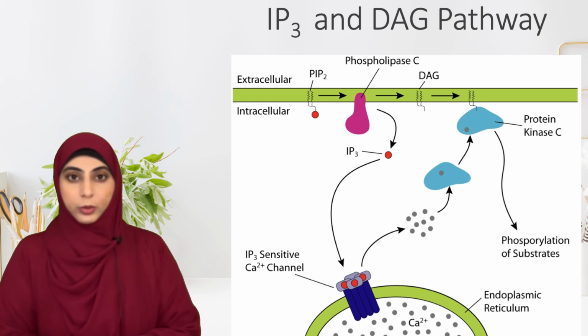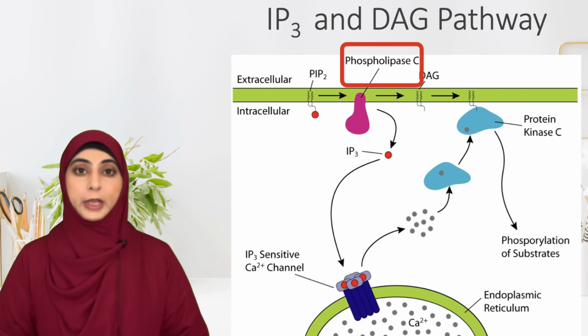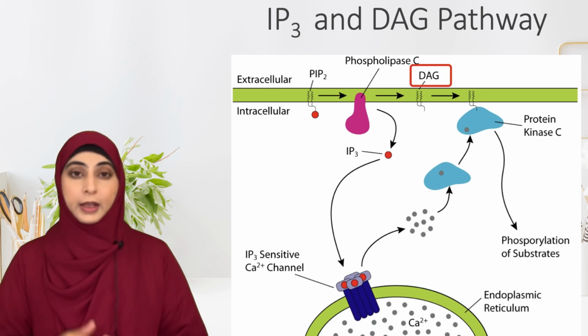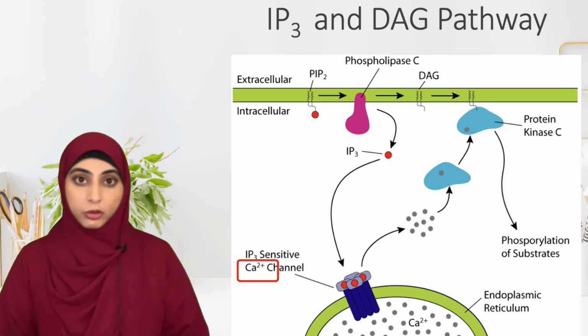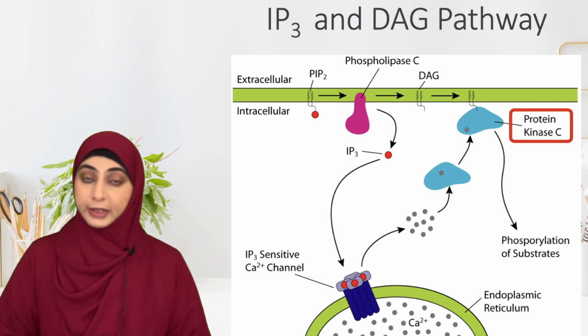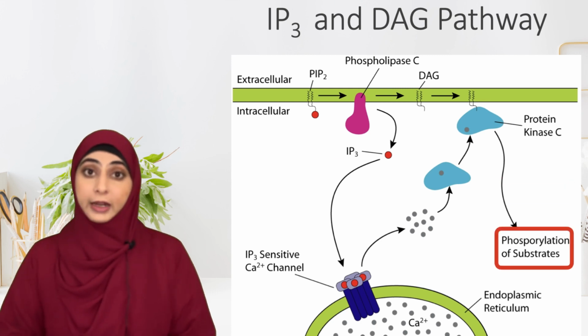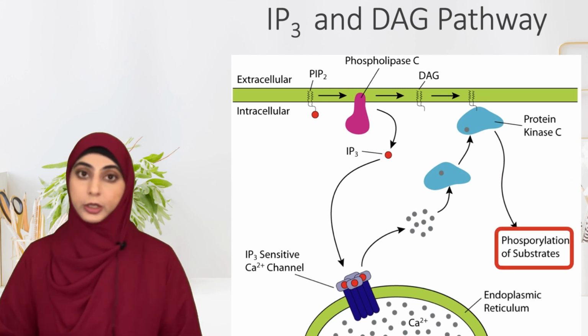IP3 and DAG pathway is mediated by phospholipase C. Phospholipase C converts PIP2 into IP3 and DAG. IP3 causes stimulation of calcium and calcium-mediated reactions, while DAG causes stimulation of protein kinase C, which then causes certain phosphorylation and stimulation of certain downstream molecules. This is all about the signaling mechanisms and the second messengers that are involved in signal transduction.